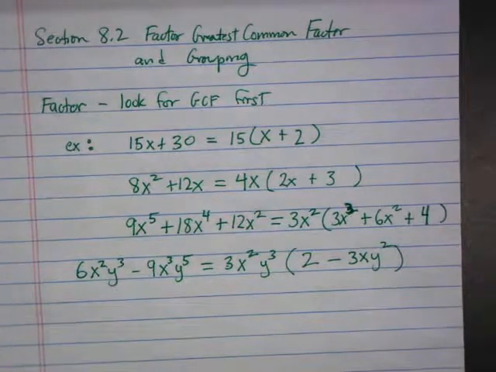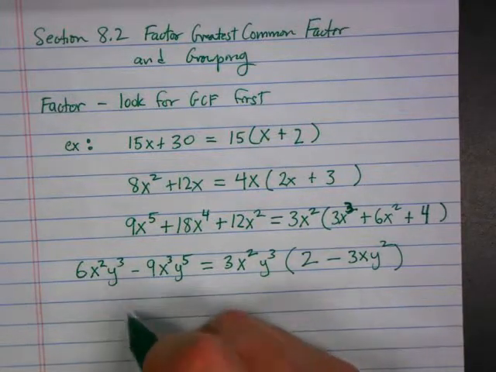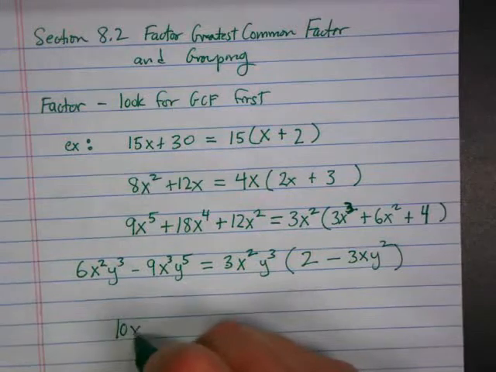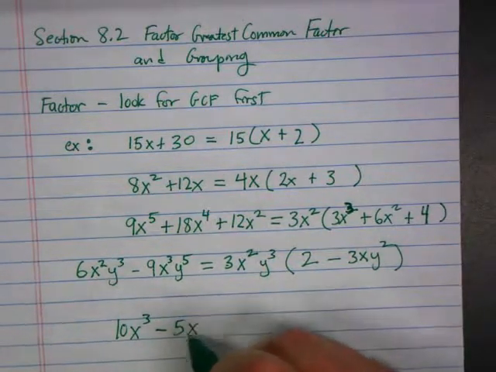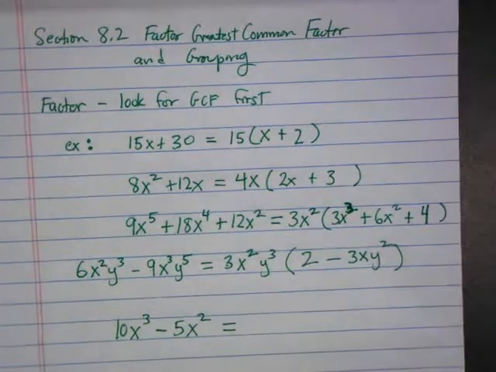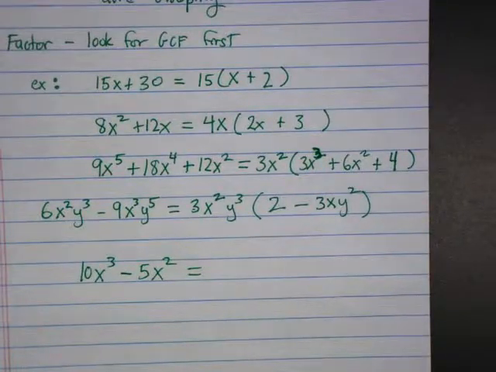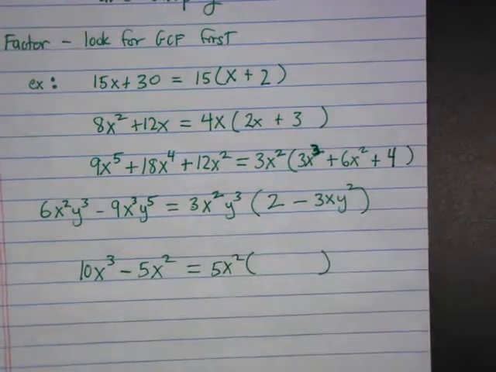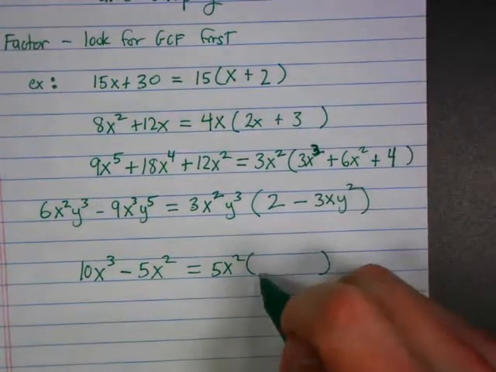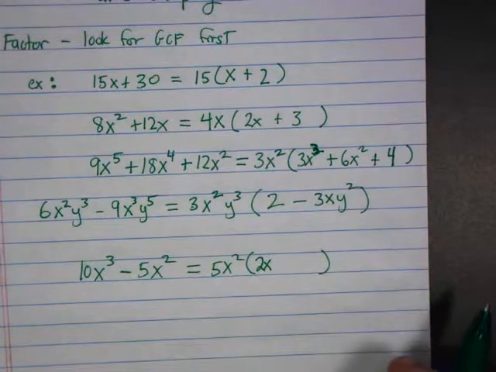Okay. Here's one that usually causes problems. How about 10x cubed minus 5x squared? 5x squared is the common thing. Parentheses 2x minus 1. Very good. And that's the thing people usually forget.